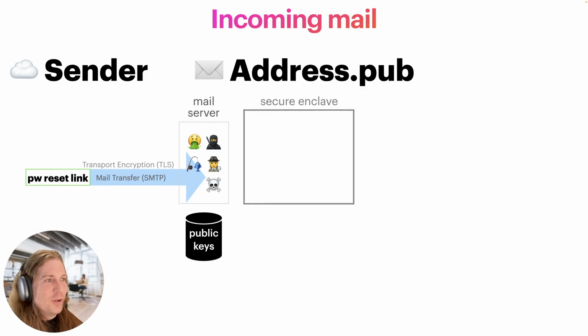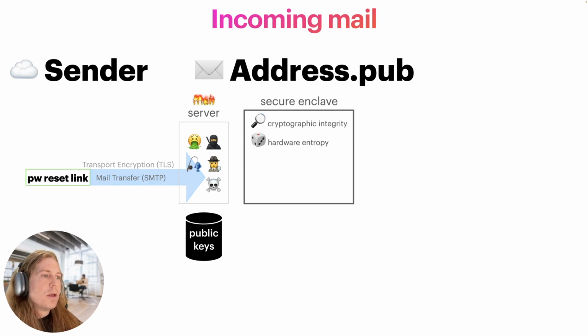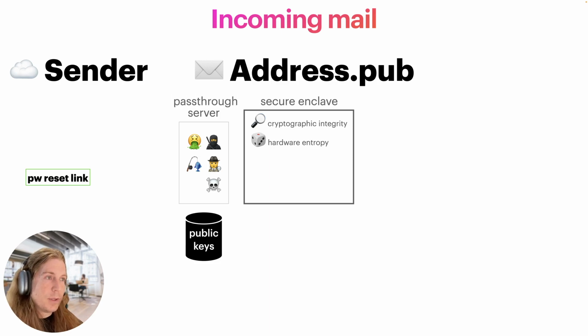Our service uses secure enclaves to change the paradigm. These secure enclaves give us cryptographic integrity guarantees that the code executing inside the enclave is unmodified. They also have hardware entropy sources. We don't need a regular mail server. In fact, all we need is a pass-through server to relay TCP packets into our secure enclave. That means our servers are no different from any other untrusted hop along the internet. Your mail lands in the safety of our secure enclave, which we cannot see.